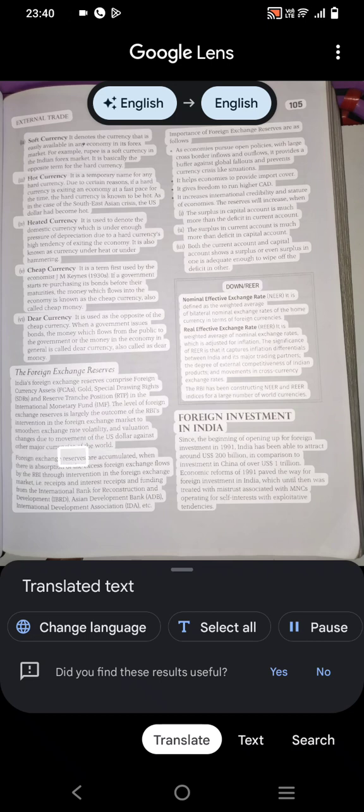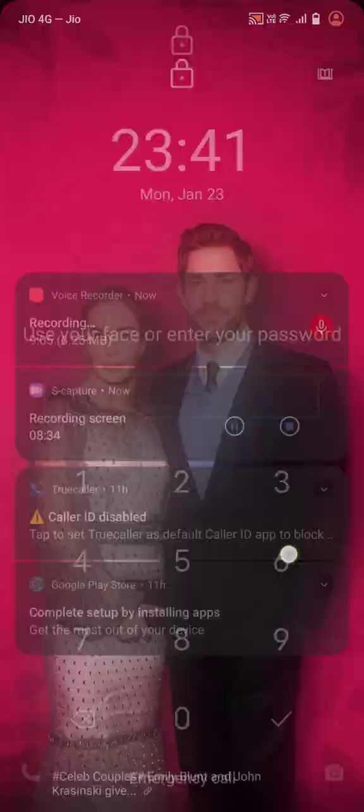Foreign exchange reserves are accumulated when there is absorption of the excess foreign exchange flows by the RBI through intervention in the foreign exchange market, i.e., receipts and interest receipts and funding from the International Bank for Reconstruction and Development, IBRD, Asian Development Bank.